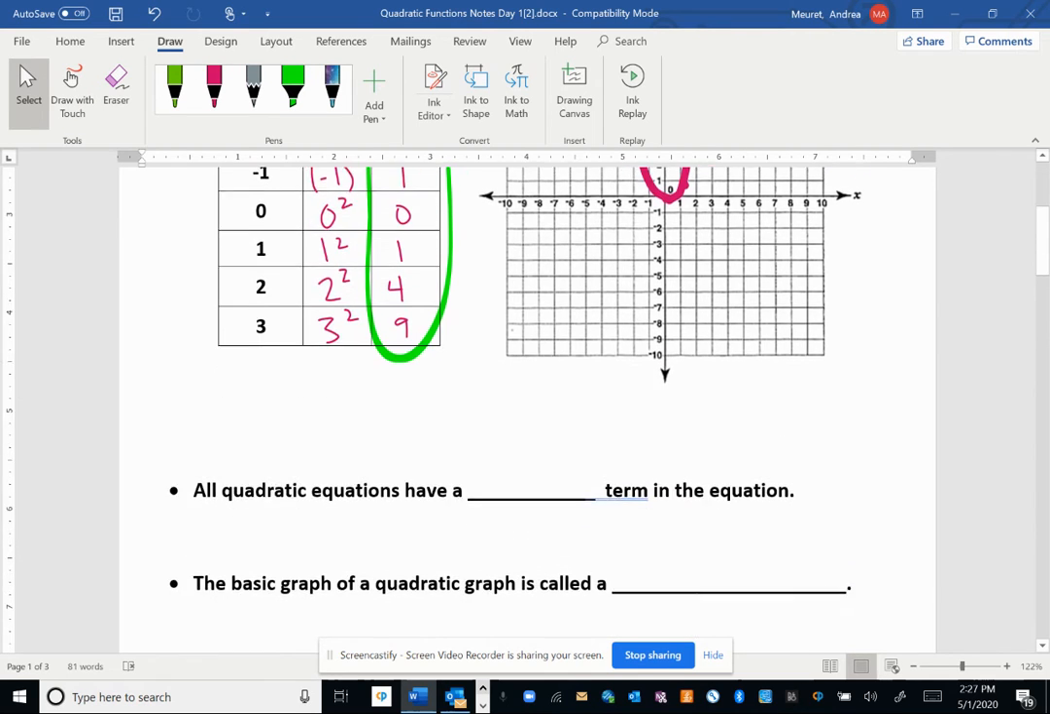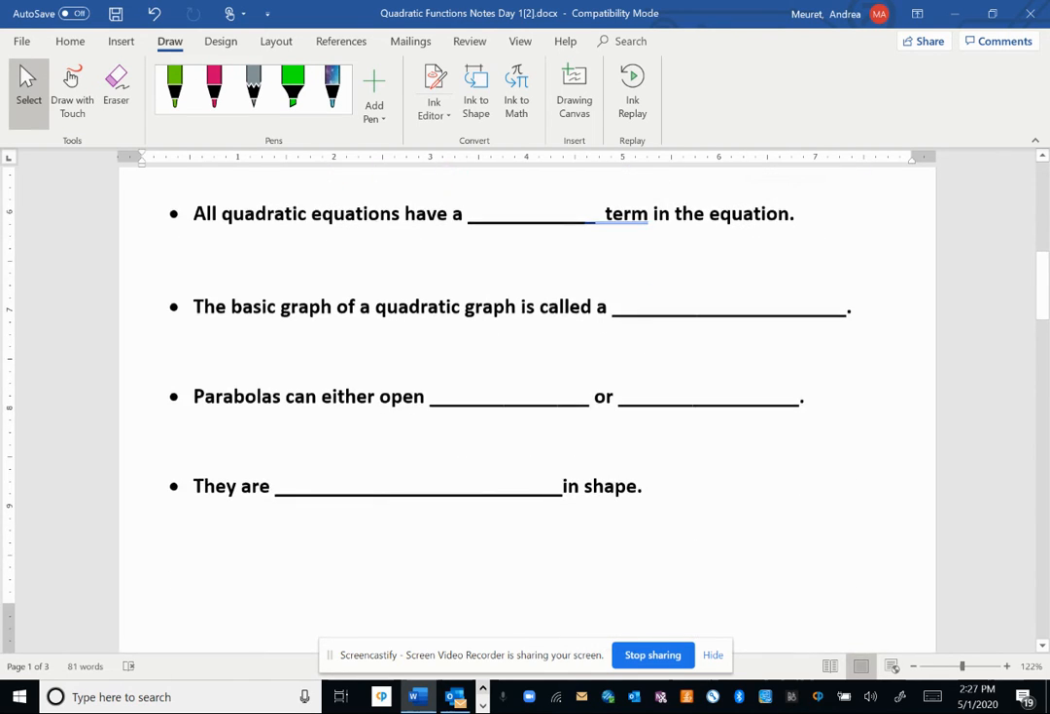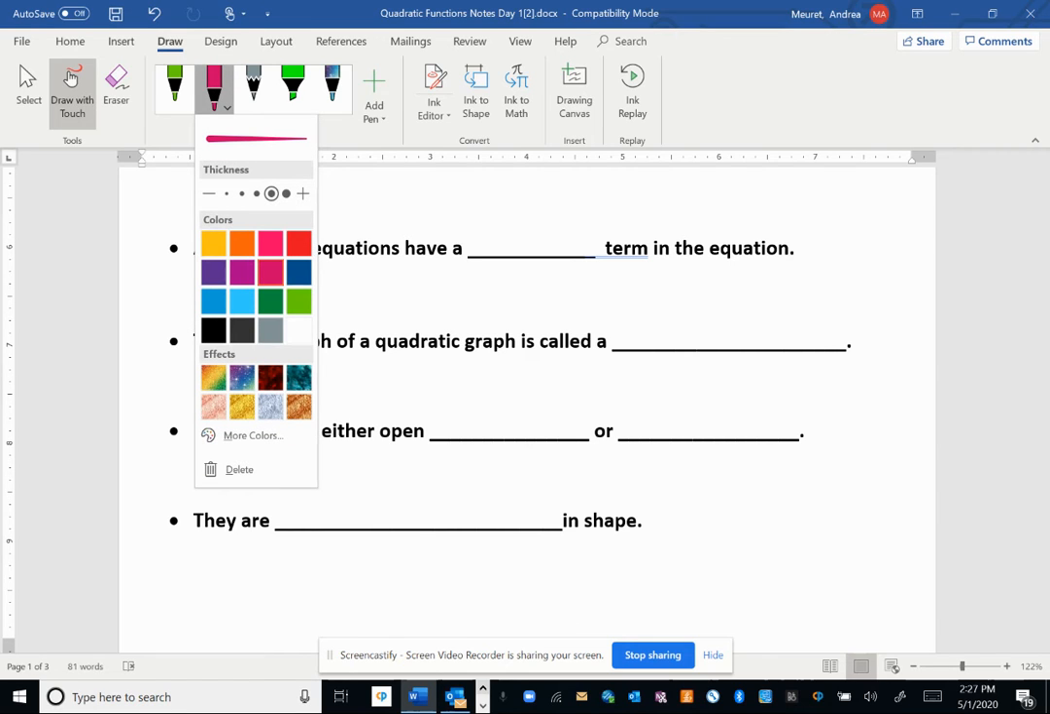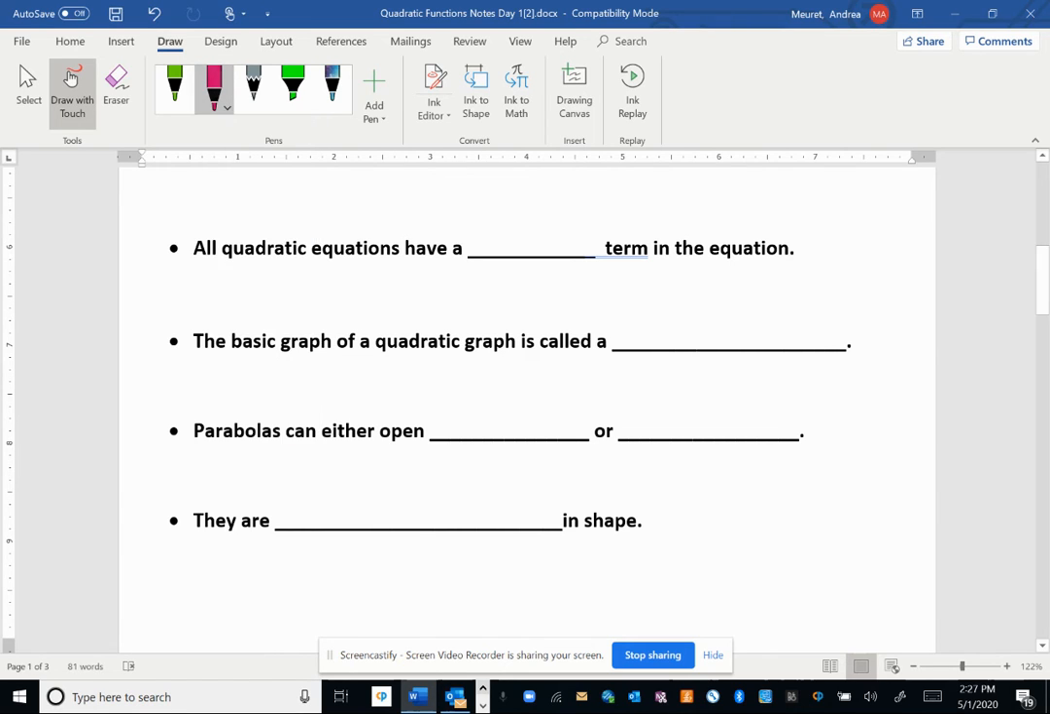So if we look down here, there's some words to fill in. You can be filling this in on the note sheets that are in your OneNote, and you should be using your computer pen like I am to fill each of the blanks in. And so the first one, all quadratic equations have a blank term in the equation, and that is an x squared. So we've already used linear equations this year. We've learned about linear equations like y equals x.